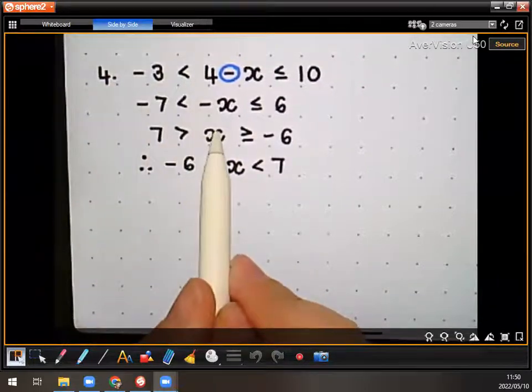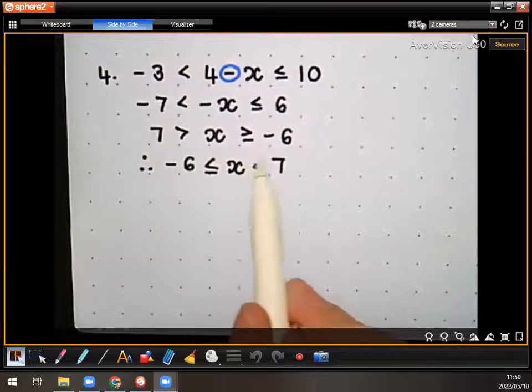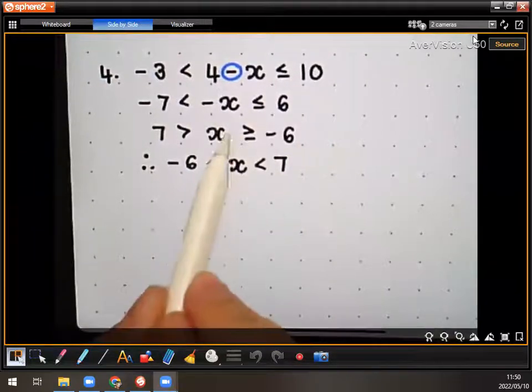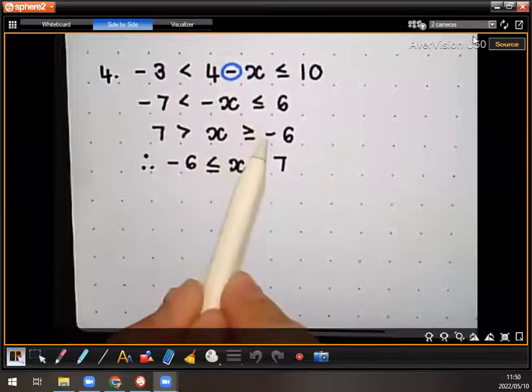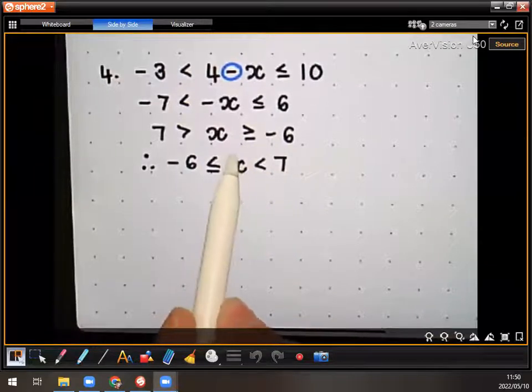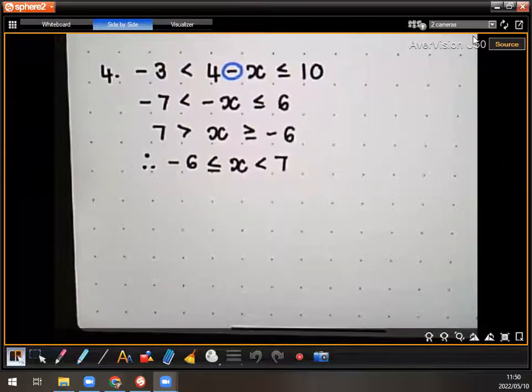So let's just take a look. This is saying x is smaller than 7. Do I still have that? X is smaller than 7. This is saying x has to be greater than or equal to -6. This is still saying x is greater than or equal to -6. Okay, you do have to check that first.